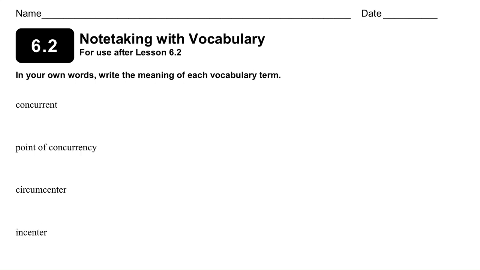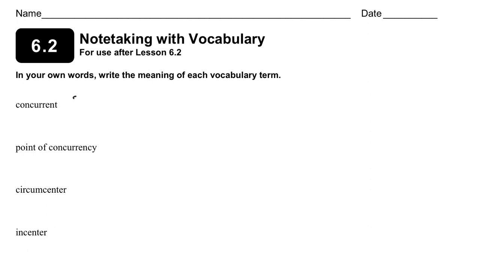Hey everyone, welcome back. We are here at lesson 6.2 in our geometry unit, and we have some vocab words here. So we are going to talk about some points of concurrency. So first of all, what does concurrent mean?